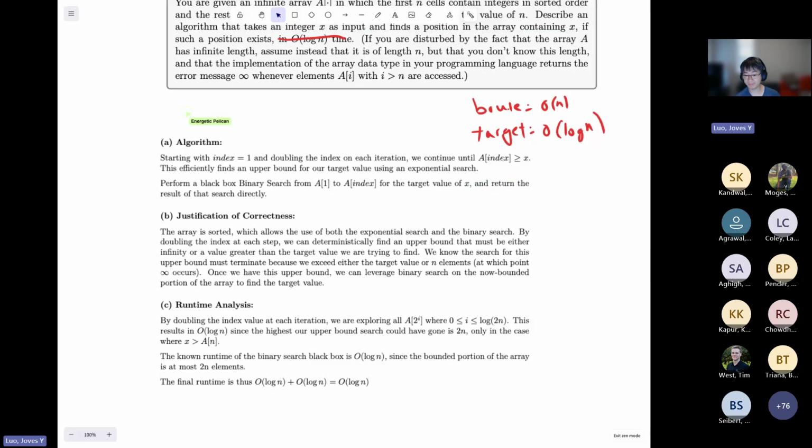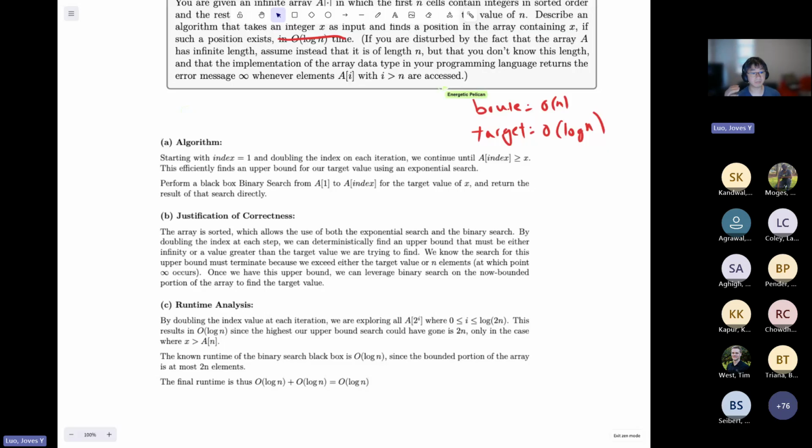You don't look for n because you don't know what n is. You could potentially look for infinity, which is fine because it will still be bounded by log n in terms of worst case runtime. But really, you just need to find some boundary that's greater than or equal to x. Because once you find something that's greater than or equal to x, you can search below it to find where x is, if x exists. And so once we do that, we just perform a black box binary search from A to that index for the target value x and return the result of that search directly.